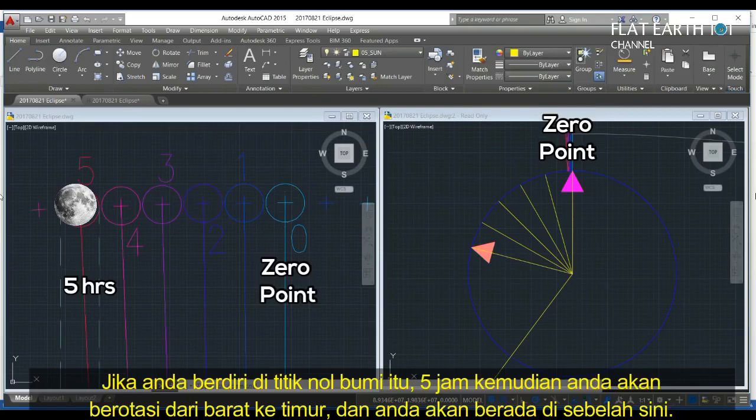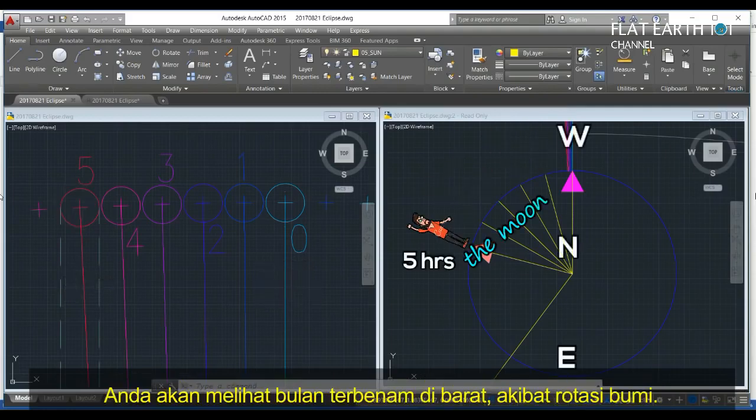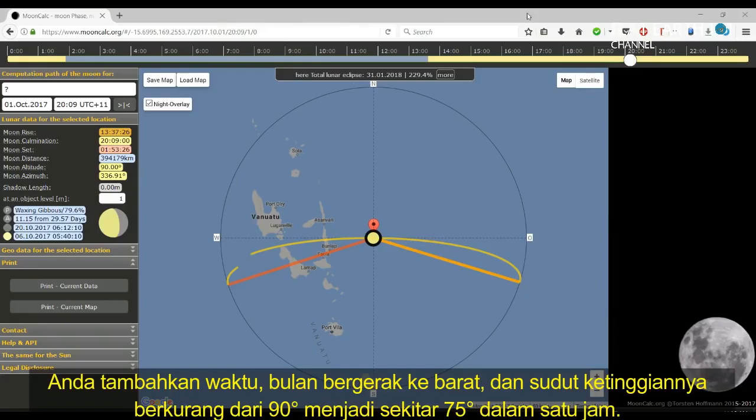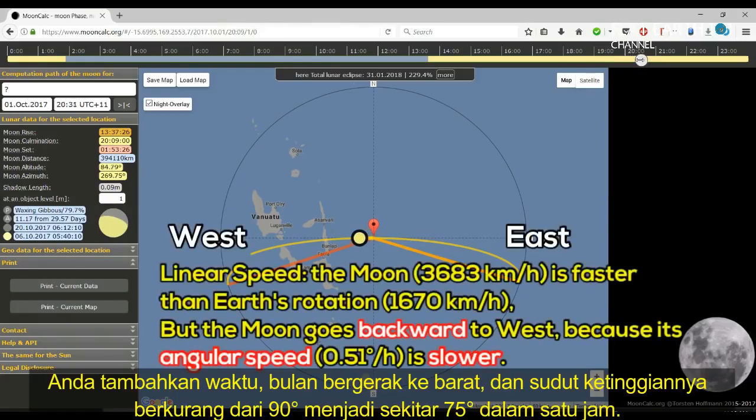If you're standing on Earth over here, 5 hours later, you will rotate from west to east and you'll be over here. You will see the moon is setting to the west due to Earth's rotation. Exactly like you've seen at mooncalc, you add time, the moon goes to the west.